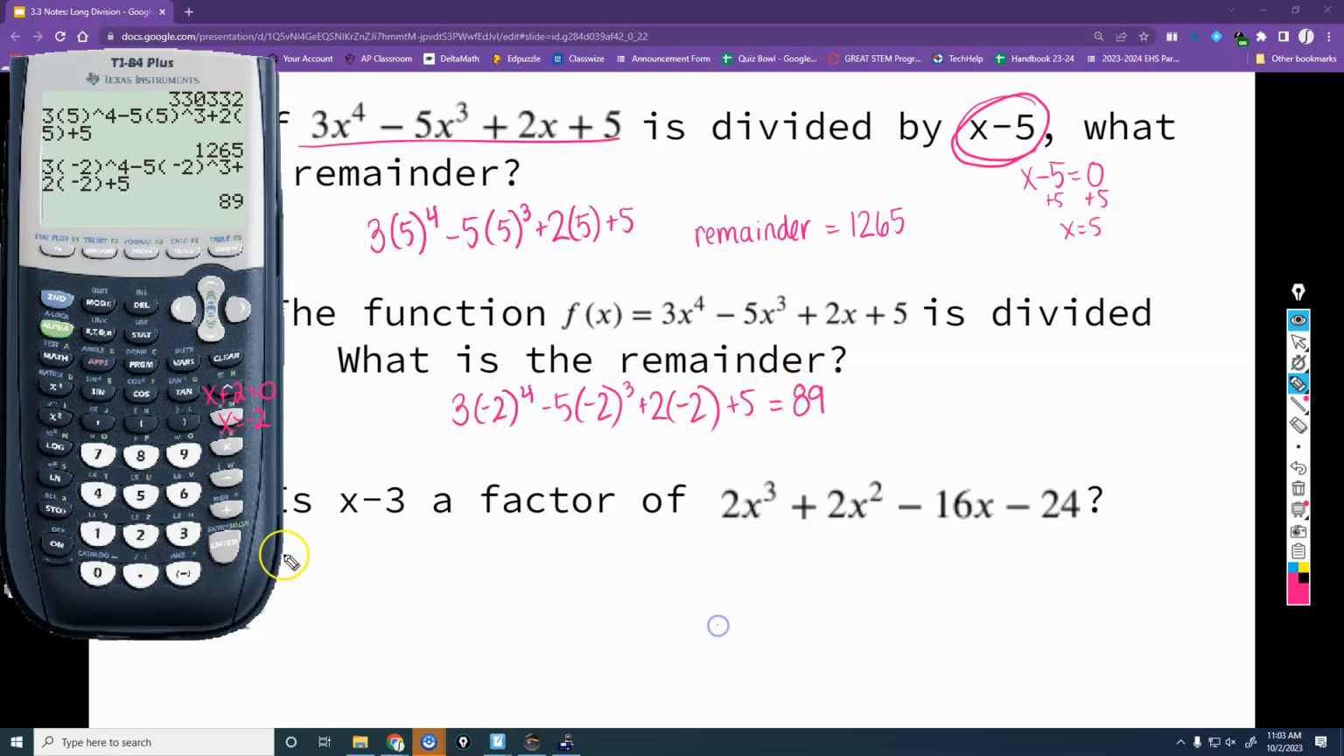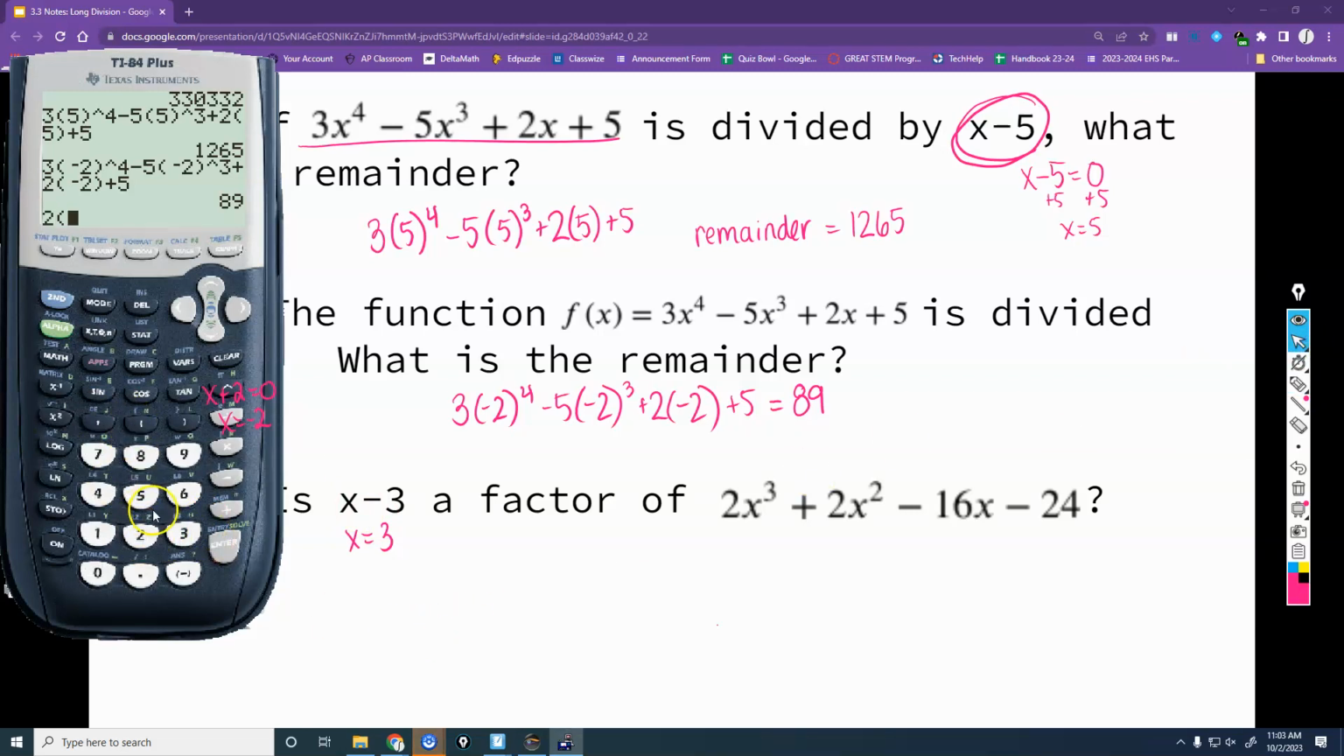It doesn't ask us for the remainder. It just asks us if this is a factor. But I know if something is a factor, that means the remainder is 0. So I just need to see if I get a remainder of 0 here. What number am I going to be plugging in? Positive 3, right? I'm not going to write it down, I'm just going to type it in the calculator.